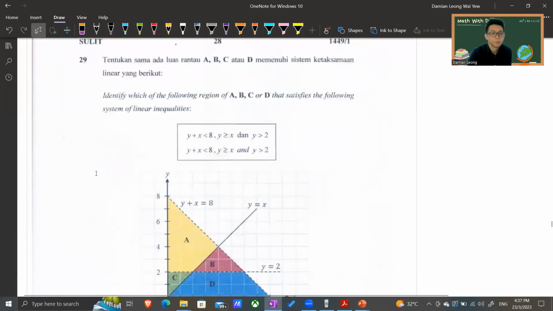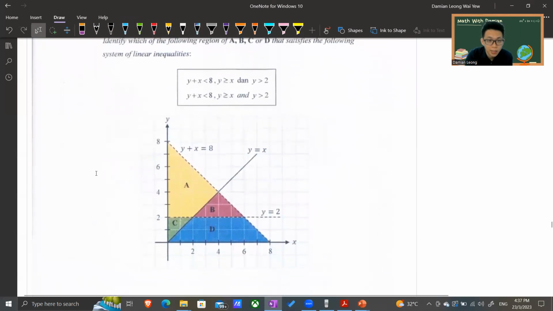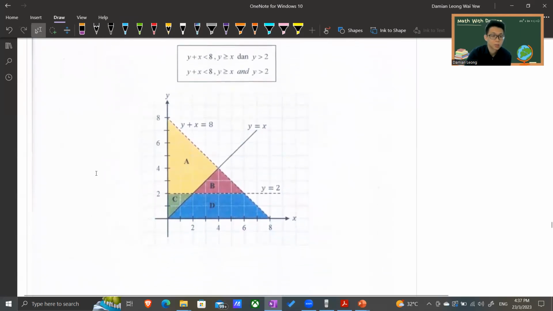Then question 29. Identify which of the regions A, B, C, D satisfy the system of linear inequalities. So y plus x less than 8. Less means below. So below this line, everything is basically below this line. Y more equals x. Y equals x here, more above. So it cannot be these two. And then y more than 2 above this line. So it's only A.